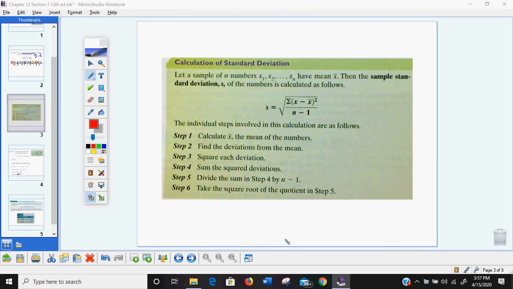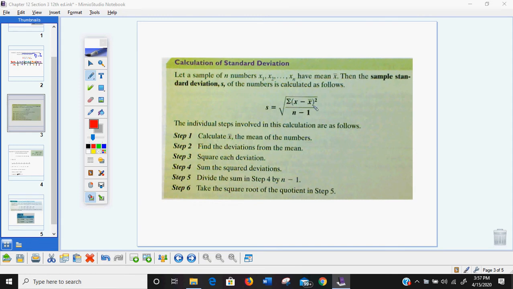Okay, now that we know how to find the mean and we know how to find the deviations from the mean, let's figure out how to find standard deviations. So here's what you do. Step 1, find the mean of your data. Step 2, find the deviations from the mean. That's what we did in the last example.